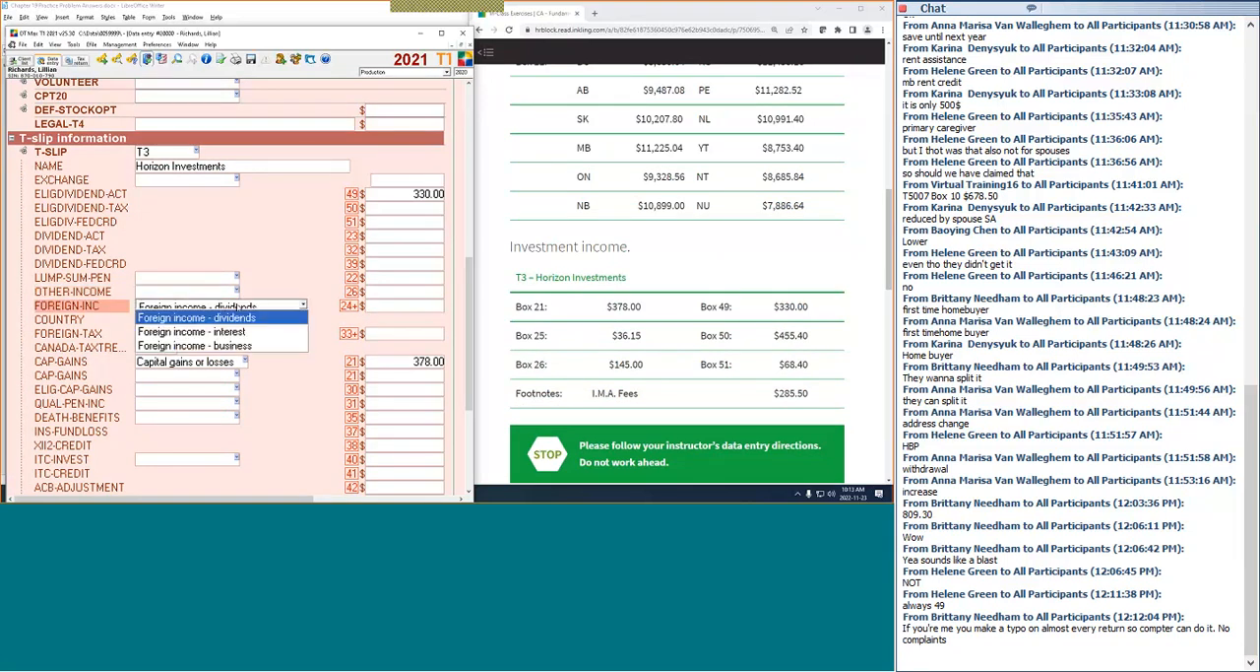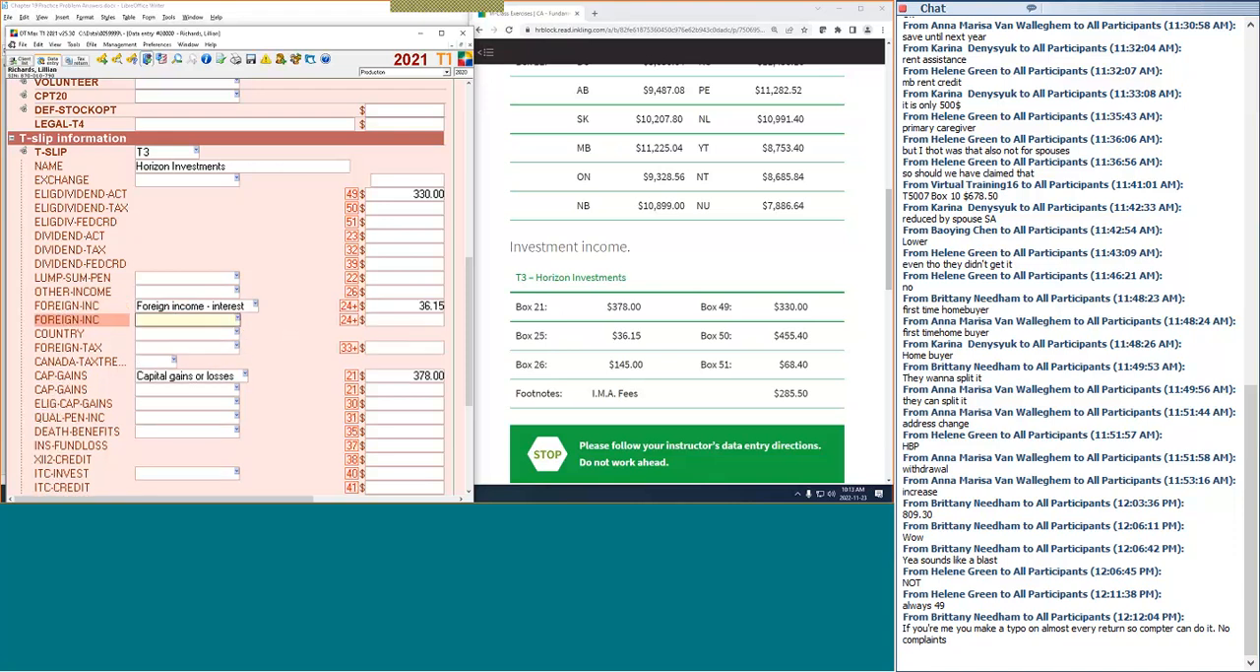So I can tell you that box 25 is foreign income, and you're going to have to choose between dividends and interest. Your clients won't have foreign income business. It'll be dividends or interest. Generally speaking, it's going to be interest. So usually box 24 would be dividends, box 25 would be interest, but it doesn't specify. So I will tell you for the purposes of this course, we're going to be entering foreign income interest. Box 25 will be 3615.